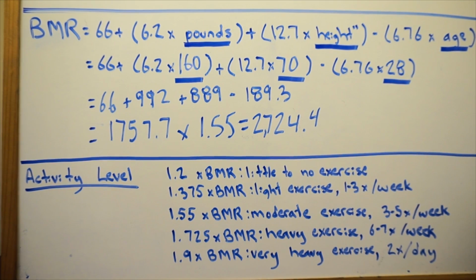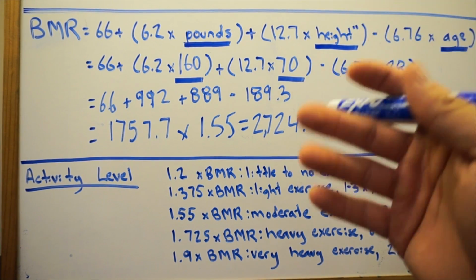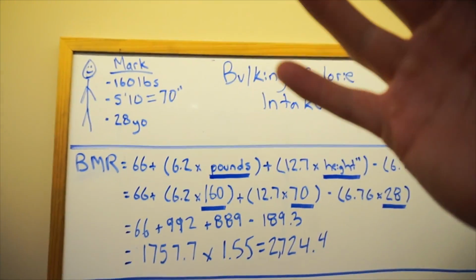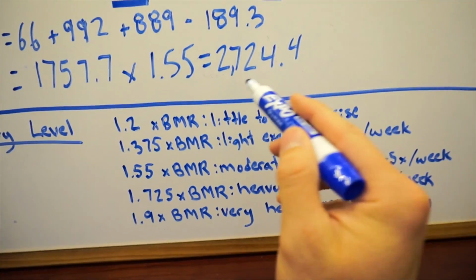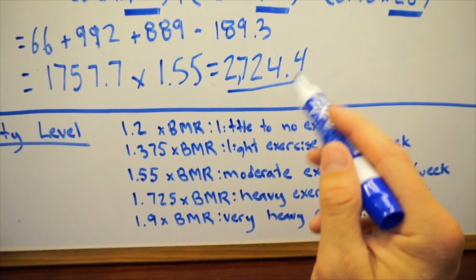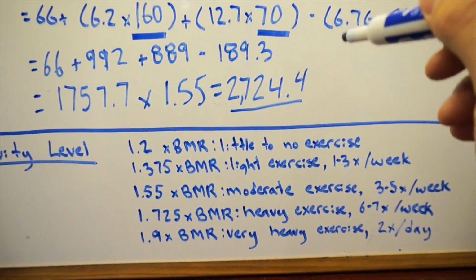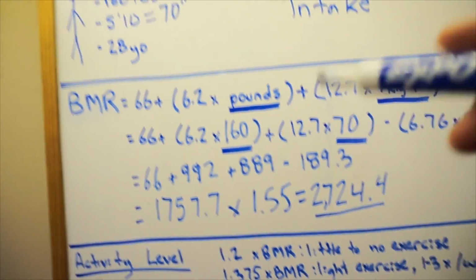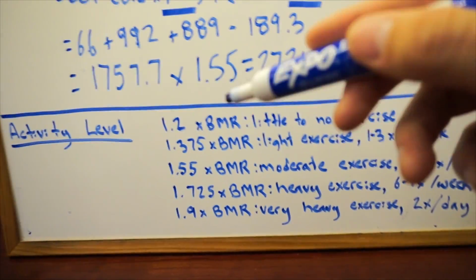Okay, now the last thing that we need to take into account here is the fact that Mark is going to be bulking. He wants to put on weight, so that means we're going to need to create a calorie surplus. The number that we have here, 2,724.4, is the amount of calories he would require to maintain his body weight, with all of these factors included: his height, his weight, his age, and as well his activity level.